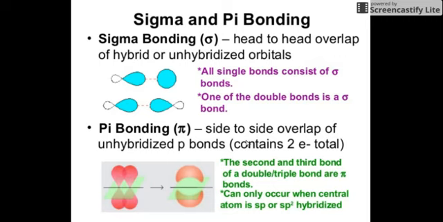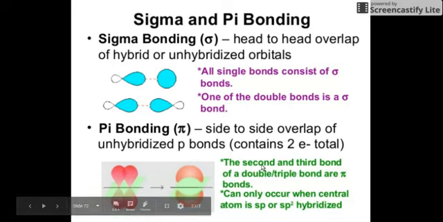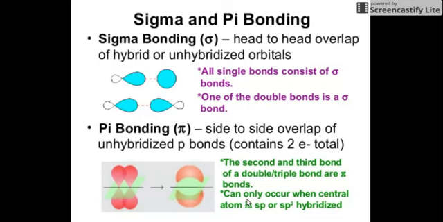And pi bonding is always side-to-side overlap of unhybridized p orbitals, and it contains two electrons total because they just interact with each other. So the second and the third bond of a double or triple bond are always pi bonds, and pi bonds can only occur when the central atom is sp or sp2.